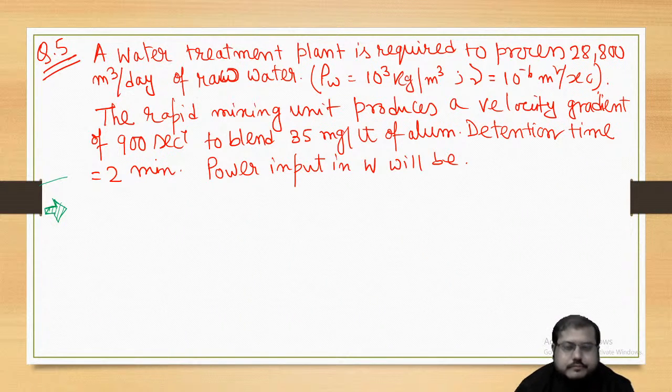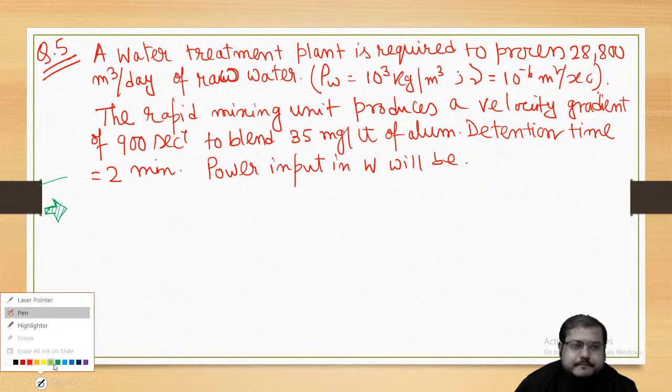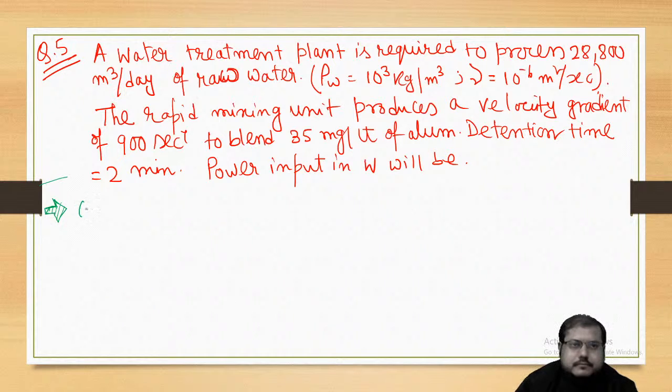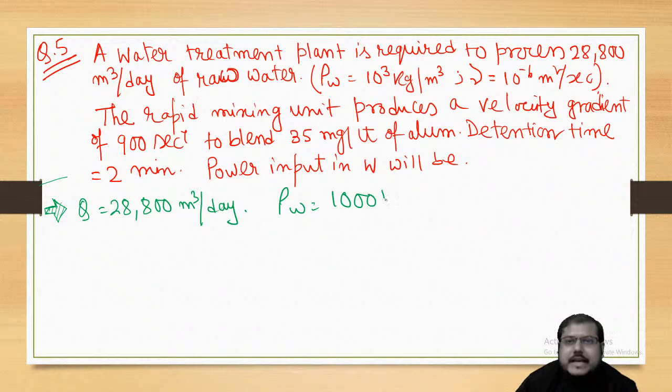Let's solve this question. So our water treatment plant is required to process 28,800 meter cube per day. So Q is provided as 28,800 meter cube per day. Density of water given as 1000 kg per meter cube.